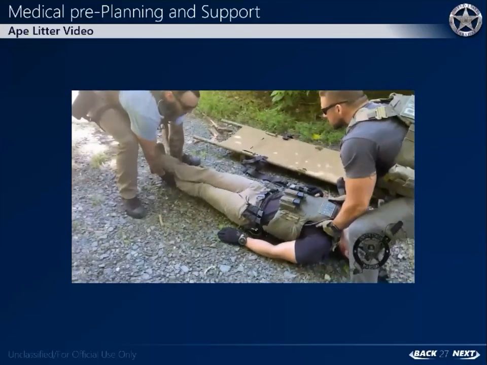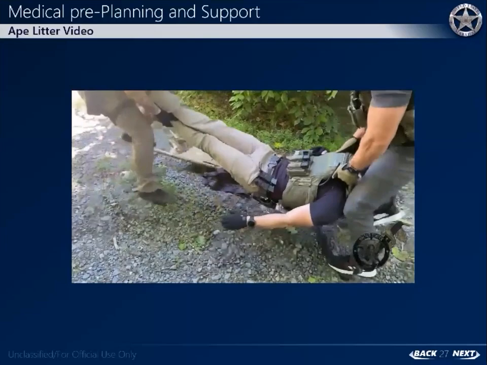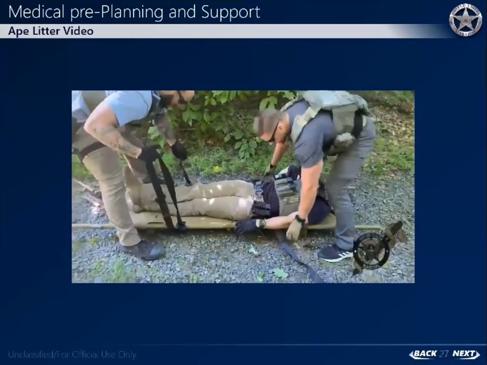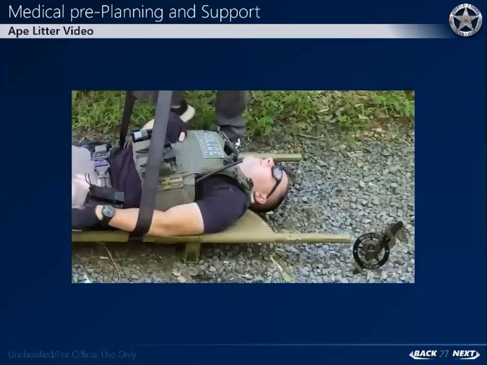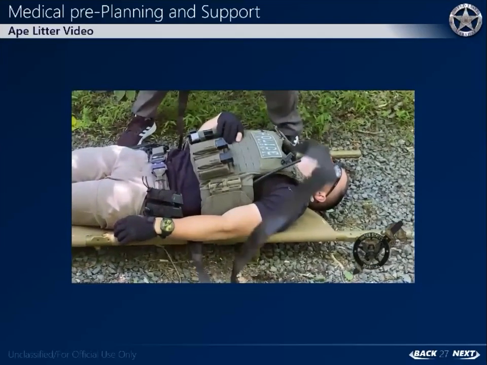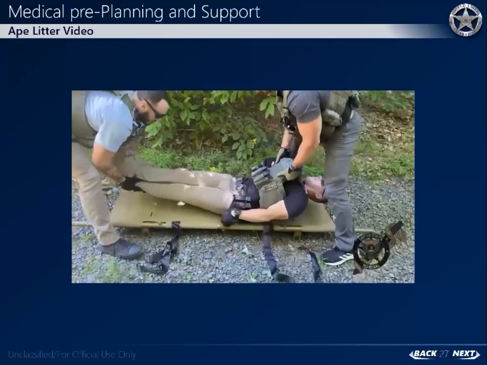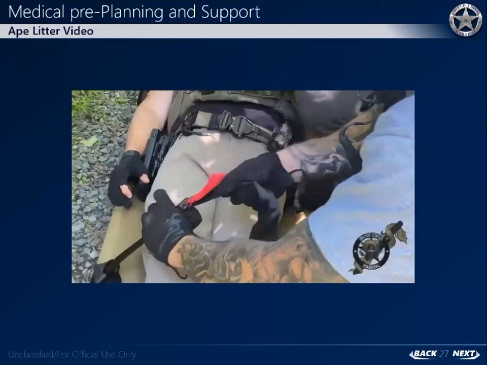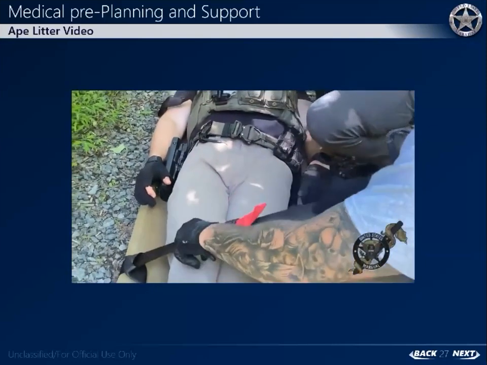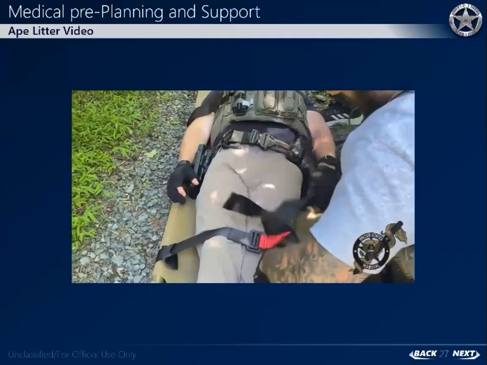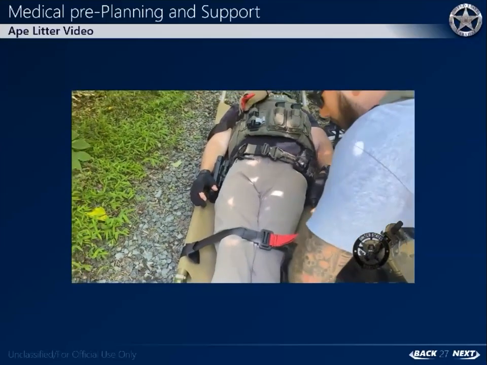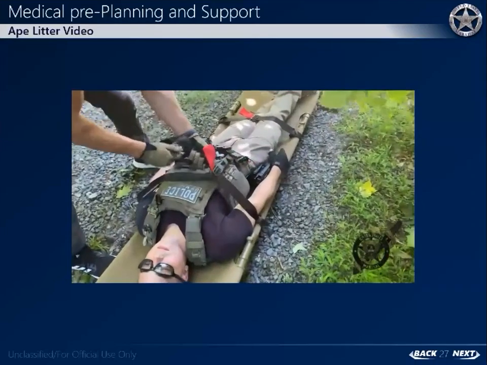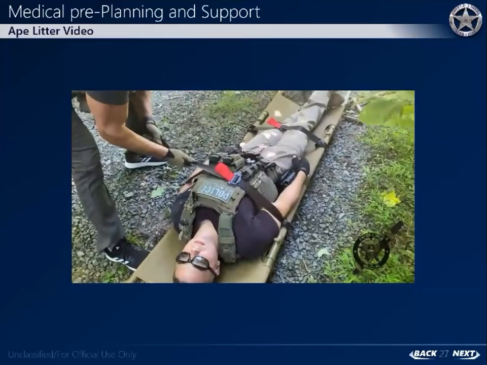Consider removing body armor and weapon before placing a casualty on the litter. Make sure to position the casualty on the litter with their head supported. Adjust the casualty if necessary. Use the attached webbing and buckle to secure the patient on the litter, and secure the patient's arms on the litter if they are unconscious.